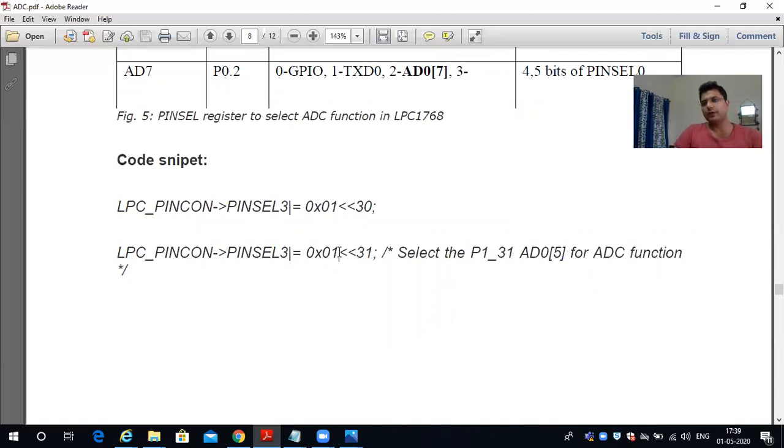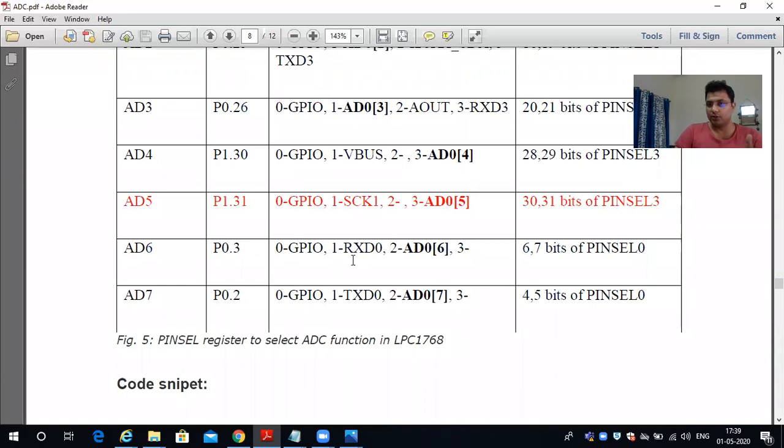In one line also we can do the same thing. That totally depends on how you end up doing it. The idea is that the 30th and 31st bits should be 1 1 in the pin select 3 register. Irrespective of how you do it, the end result should be that the 30th and 31st bits are 1 1. Then that will configure port number 1, pin number 31 as AD5. That's all about the configuration.